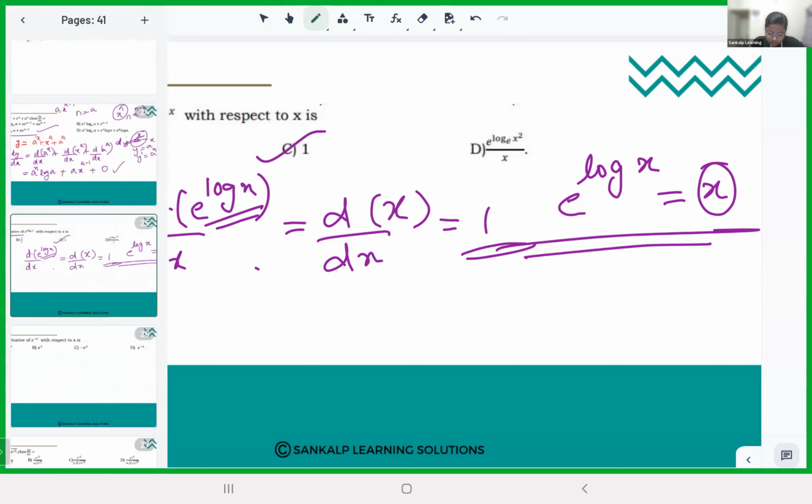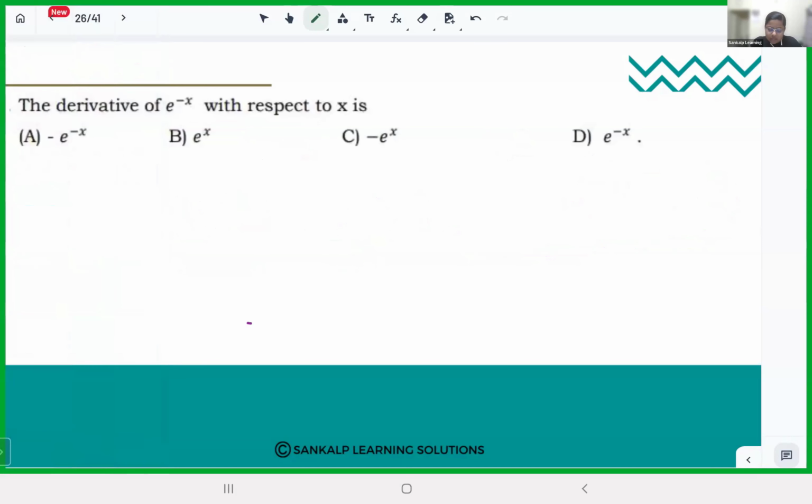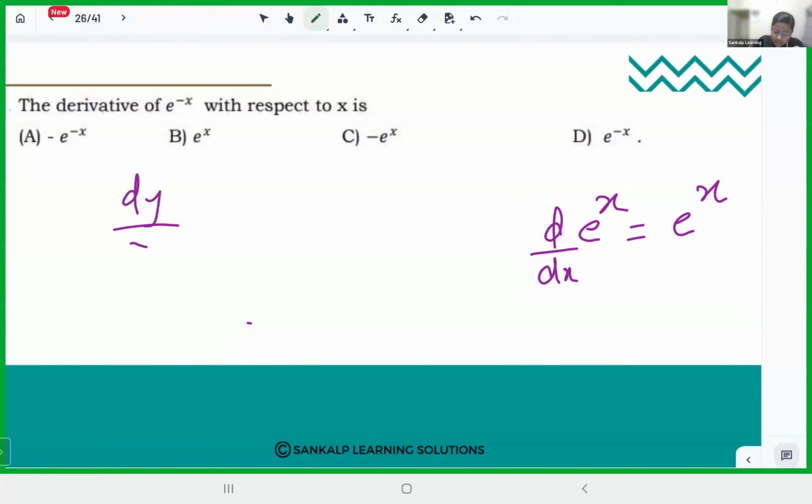Now, moving on to our next question. The derivative of e raised to minus x with respect to x. We know the derivative of e raised to x. What is the derivative of e raised to x? It is nothing but e raised to x itself. But here it is minus x. In the place of x, you can see that it is minus x. So you have to assume this minus x as x, and then you find out the derivative. That is, here you have to apply the chain rule, right? So dy by dx, and what is this y? It is nothing but e raised to minus x.